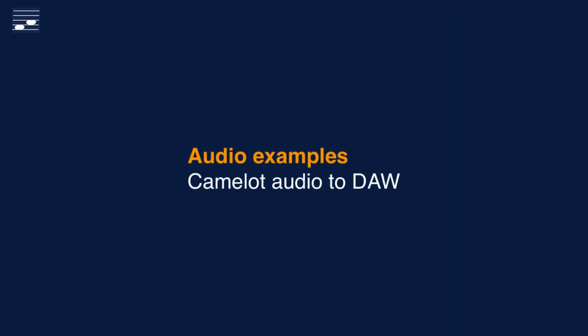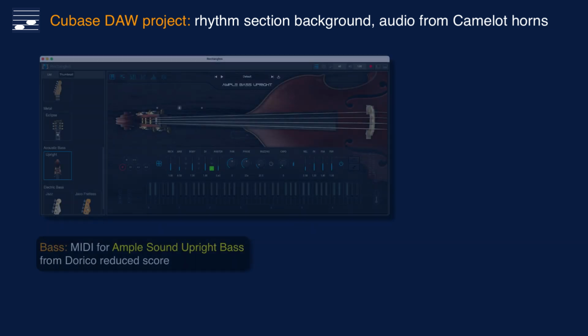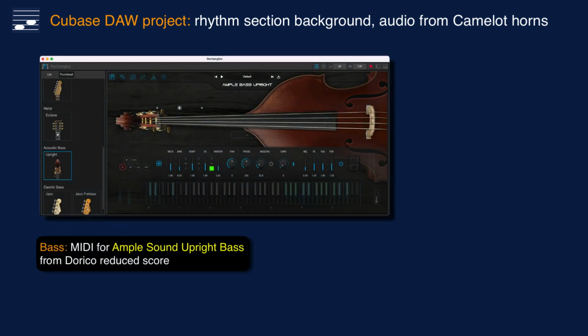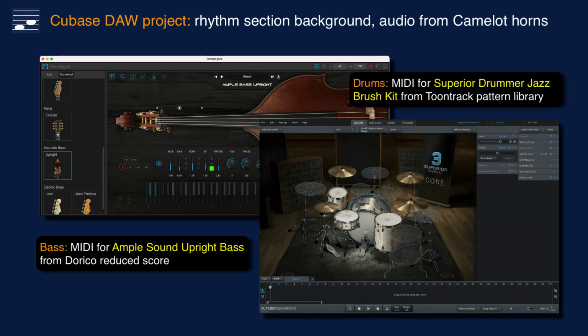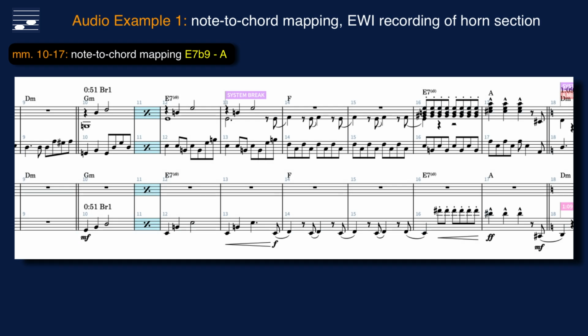After all this talking, I would like to demonstrate the setup with a couple of audio examples. To that end, I created a simple Cubase project. This has a rhythm section background with Ample Sound acoustic bass and a drum track, Superior Drummer Jazz Brush Kit. I took the Camelot software audio output and routed that to a Cubase stereo input channel. I will now play a number of phrases and fragments that include the different musical elements.